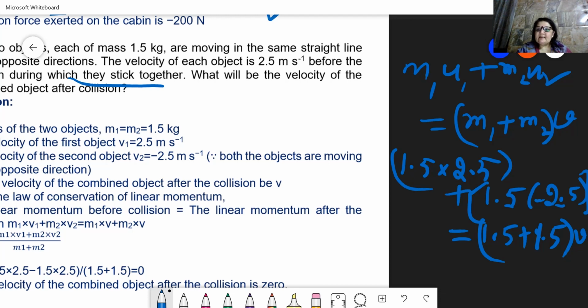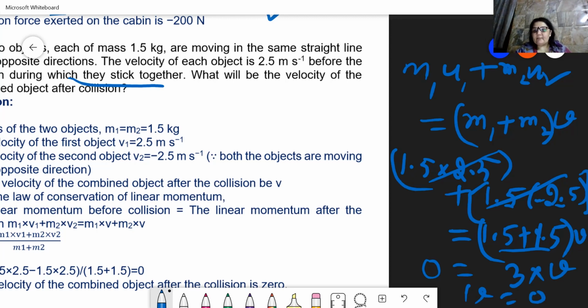If you can see here, this will cancel, because this is plus and this is minus. Both of them will cancel because one sign is negative and the other is positive. That means the left side will become 0. The right side becomes 3 multiplied by v. So v will be equal to 0. That means the combined body will stop after the collision. That is the main thing.